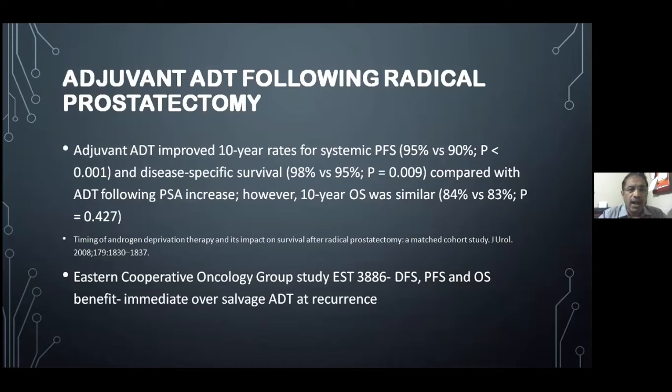What is the role of adjuvant ADT following radical surgery? Adjuvant ADT improves the 10-year rate of systemic progression-free survival and disease-free survival, compared to ADT following PSA increase in these patients.